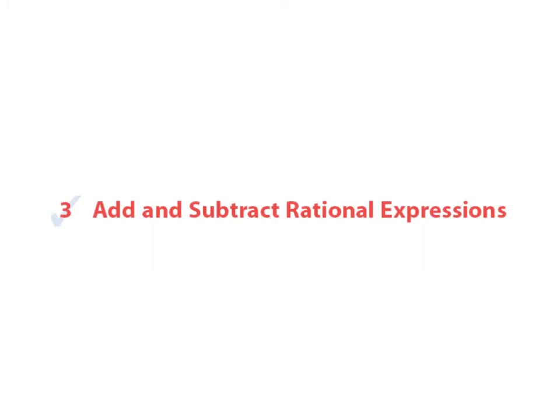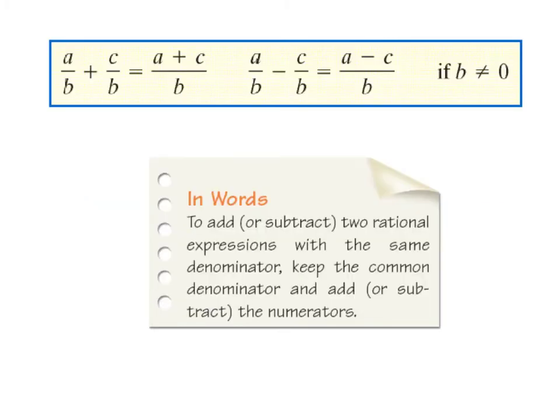All right, so now we're going to add and subtract rational expressions. Before, we dealt with multiplication and division, now we're going to deal with adding and subtracting rational expressions. As we know, if we have a over b plus c over b, we have the same common denominator here. So we're going to add the numerators, and we keep the same denominator. For subtraction, we just find the difference between a and c.